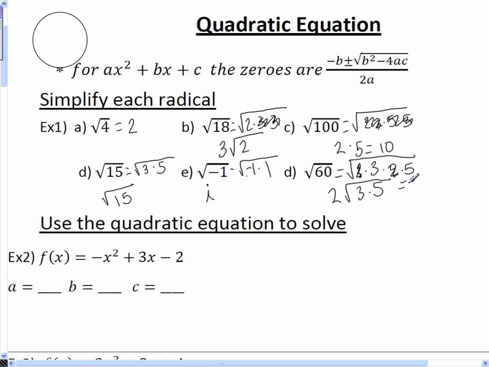So I'm left with 2 times the square root of 15. And that is how you simplify a radical. Okay? Now we'll need that in a few minutes because, as you can see here, there's a radical that we're going to have to do some math with. All right, so let's go ahead and do a few problems now.